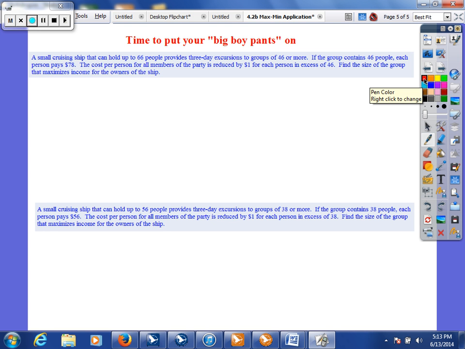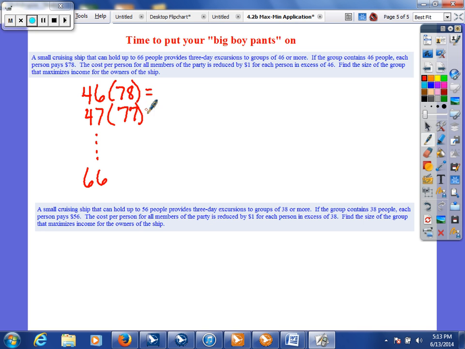Now, what we have is a cruise ship that can hold up to 66 people on a 3-day excursion, and 46 or more. Okay, so it goes from 46 to 66. So 46 people, 47 people, dot, dot, dot, and then all the way to 66. Now, notice if the group contains 46 people, each person pays $78. And then each person over 46, it's $1 less. So it reduces by $1 for each person who exceeds. So in other words, we would have $77 here, and then $76 for 48, and so on.